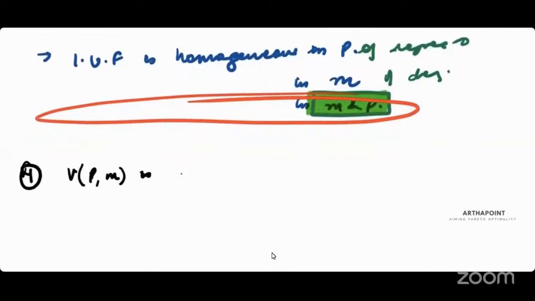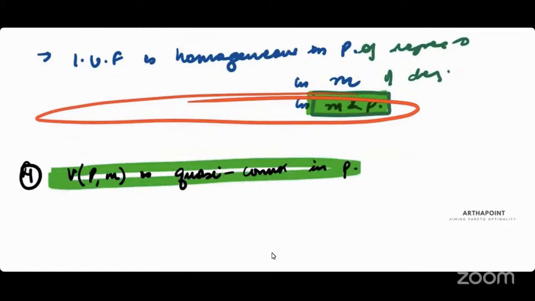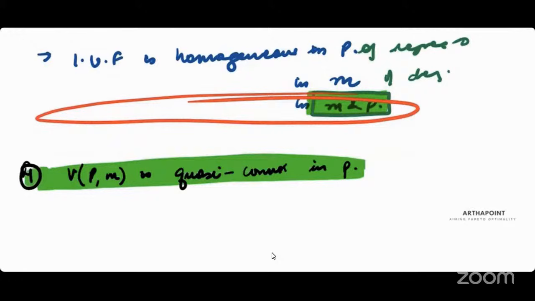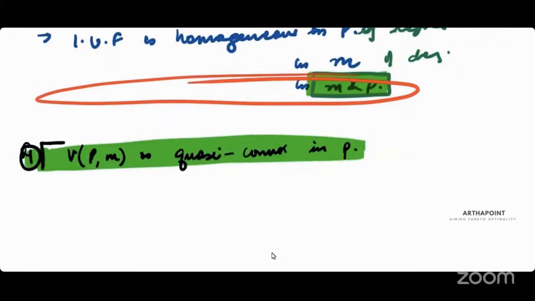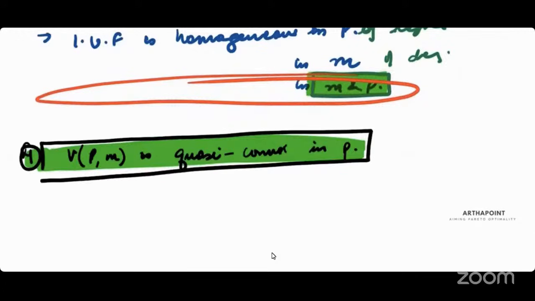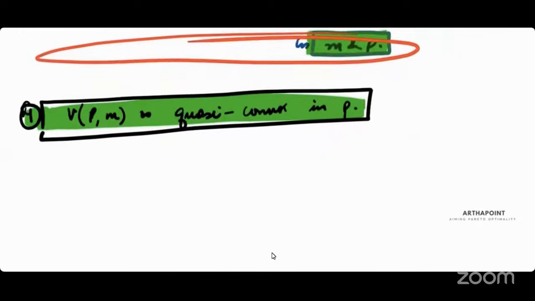Okay. Write down the fourth property. V(P, M) is quasi-convex in P. This is something which you can only do after we have done the maths video. So I will hold this thing for now. I will tell you which videos to refer to while I am revising this concept from maths. But please understand, there are two types of functions. One is concave, one is convex.